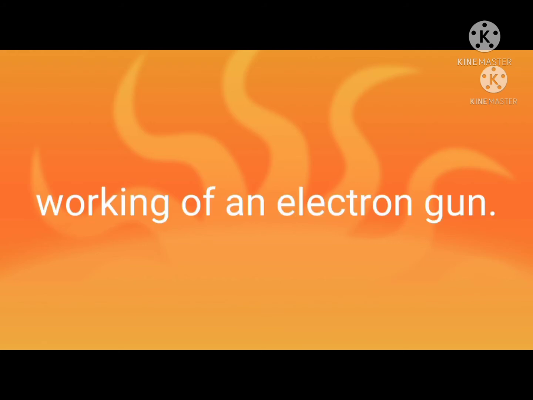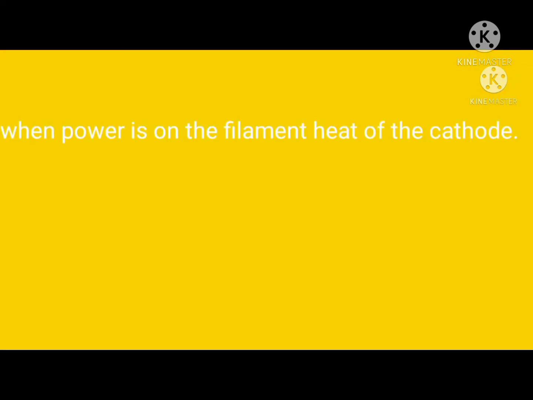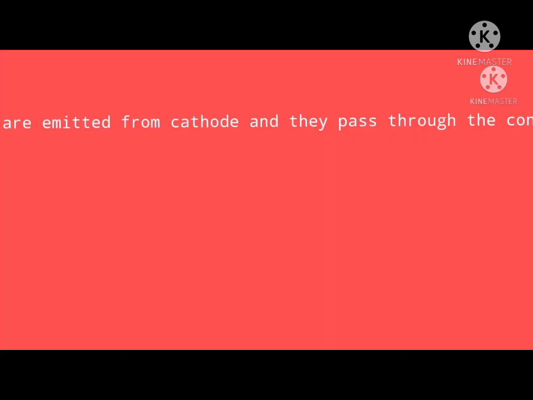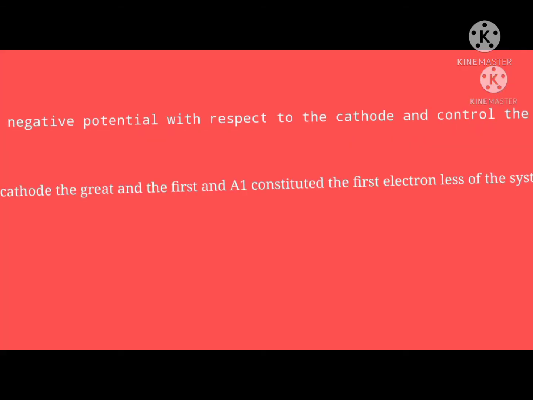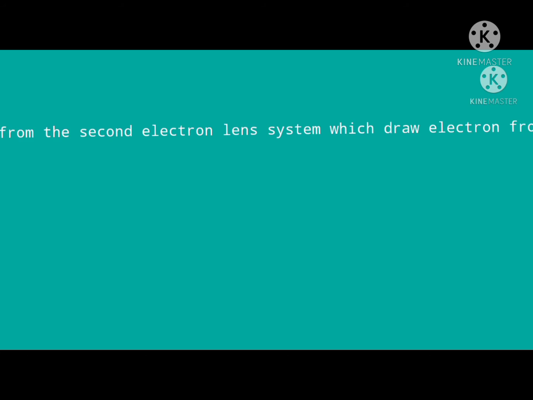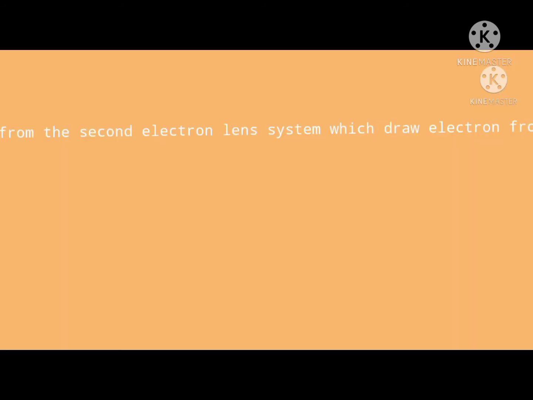Working of the electron gun. When power is on, the filament heats up the cathode and electrons are emitted from the cathode and pass through the control grid. The grid is kept at negative potential with respect to the cathode and controls the number of electrons passing through it. The cathode, the grid and the first anode A1 constitute the first electron lens. This lens is known as the prefocusing lens.